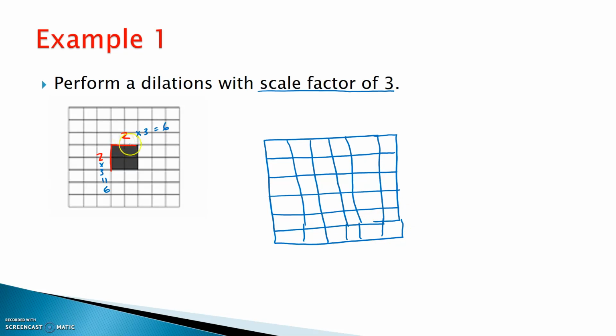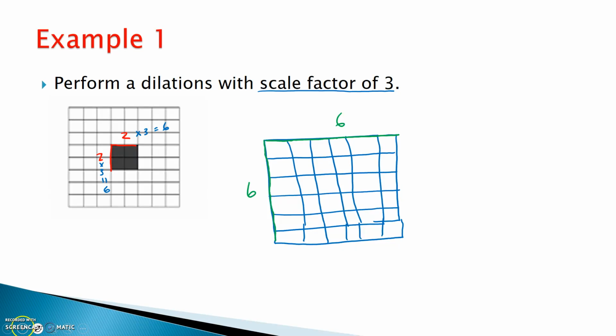So again, I went from a 2 by 2. When I applied the scale factor of 3, I now have a distance of 6, and I have a distance of 6. And there we have it. That's how we apply scale factors. All right, and again, that's a basic introduction.